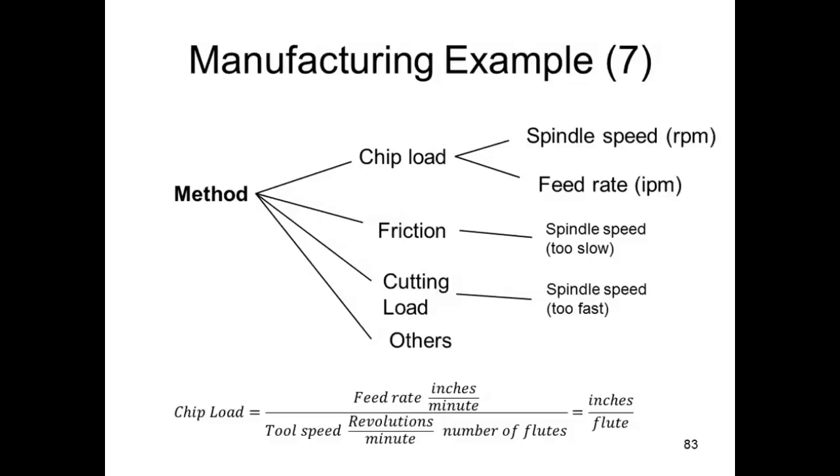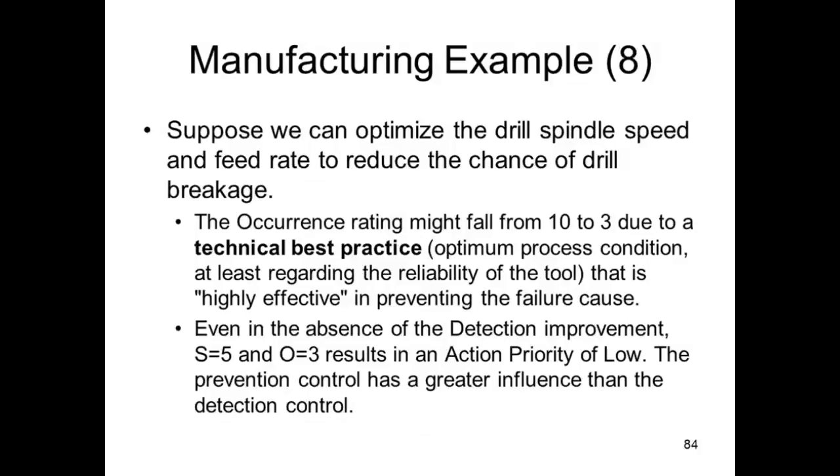So by changing the method, suppose we can optimize the drill spindle speed and feed rate to reduce the chance of drill breakage. This could conceivably reduce the occurrence rating from 10 to 3 due to a technical best practice, which is highly effective in preventing the failure cause. So now we're going to reduce the occurrence rating hopefully from 10 to 3 by making this change.